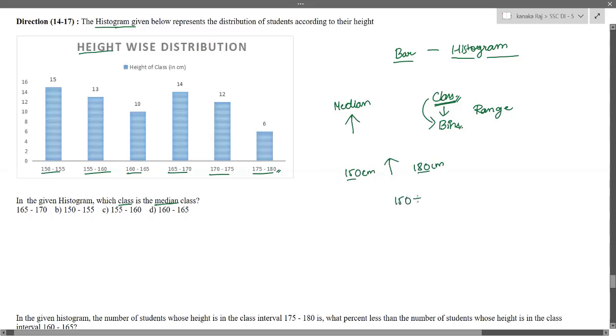So what is your first term? 150 plus 180 divided by 2. What is 150 plus 180? 330. 330 by 2 gives me 165. So where does 165 lie? Does it lie between 160 to 165 or 165 to 170? Generally, whenever we are representing this, we have to take 165 in the lower class, the 160 to 165 range. So 165 lies in this range. So which class is the median class? It is option D, 160 to 165.